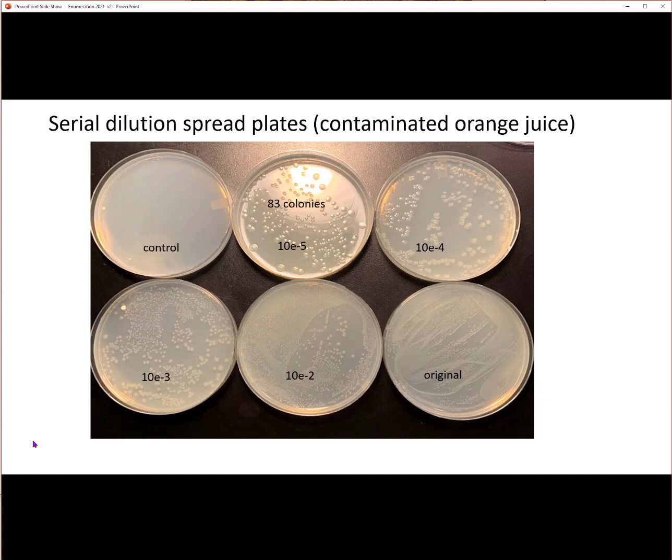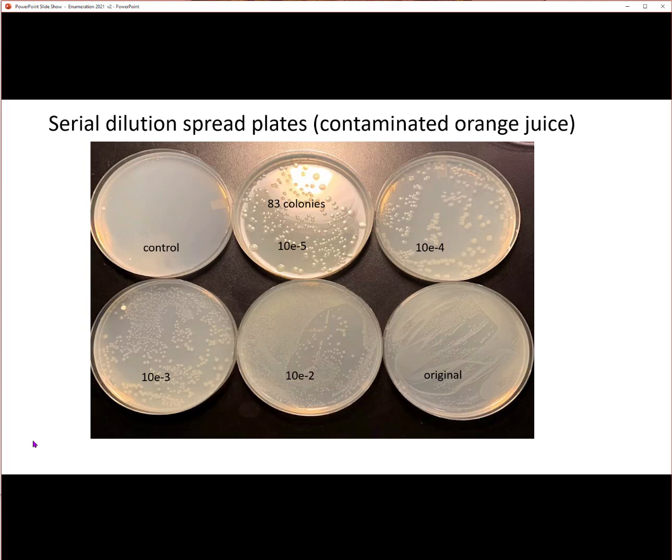And let's talk about contaminated orange juice. So you say you have contaminated orange juice, and you take 1 milliliter of the orange juice and put it into 9 milliliters of your diluent. So let's make 1 to 10 dilutions, 1 part and 9 parts, and repeat that several times. And then from each of your dilution tubes, you plate out 100 microliters on your agar plates. You let it grow up and then count the colonies.